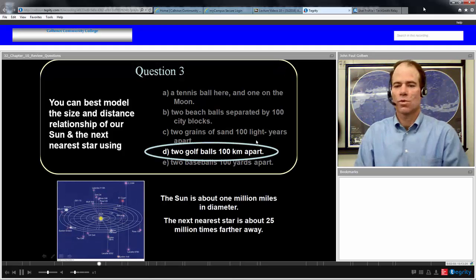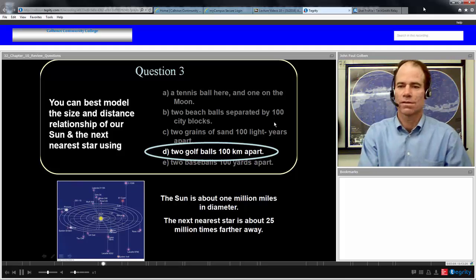The sun is 1 million miles in diameter. The next nearest star is about 25 million times further away. So we better study our own sun.